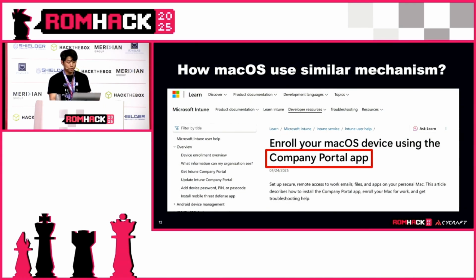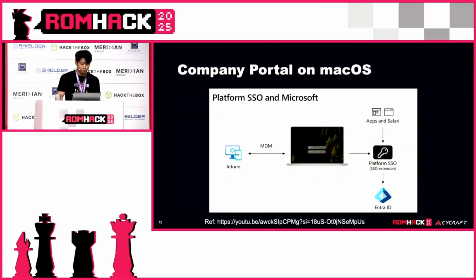So where do we begin on macOS? If we want to steal the macOS PRT cookie, we must enroll our device into Entra ID. And according to Microsoft's official documentation, we need to download and use the Company Portal app. And the Company Portal app has two main roles.